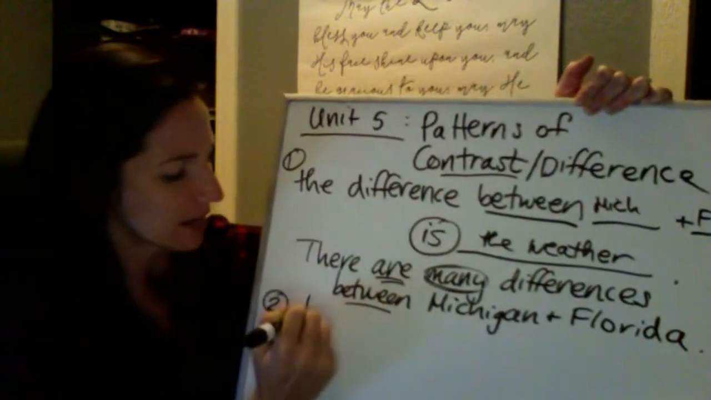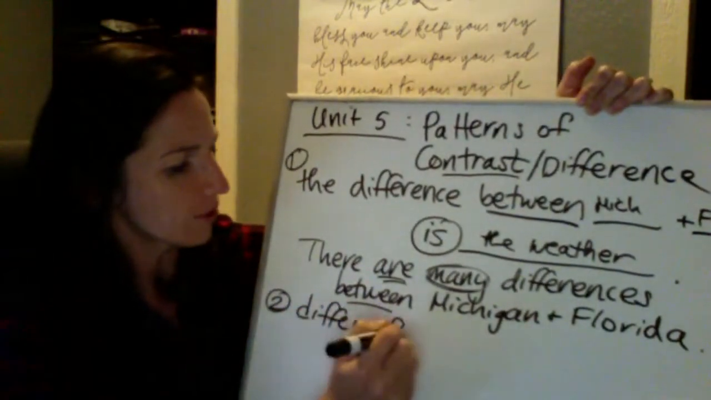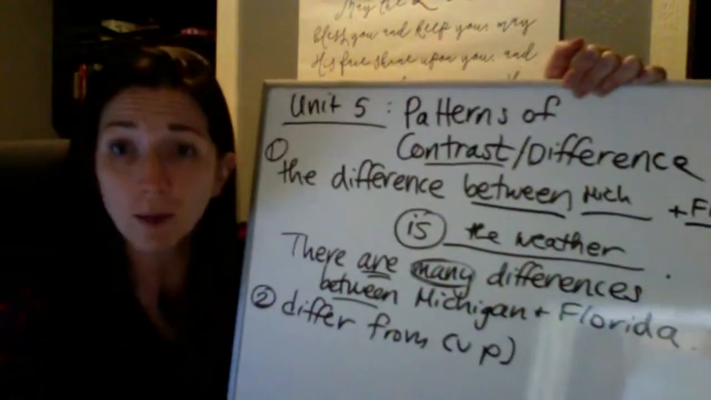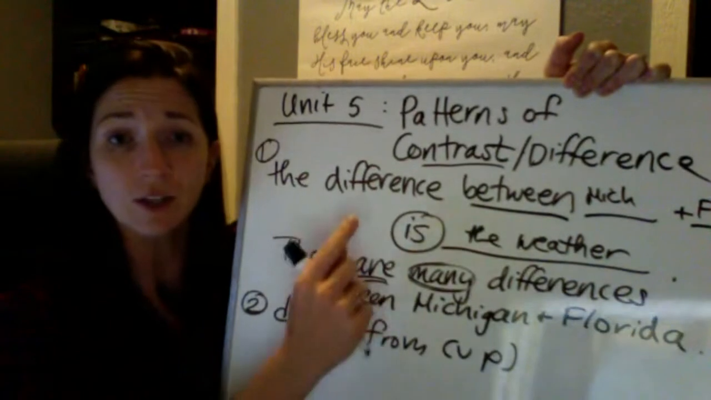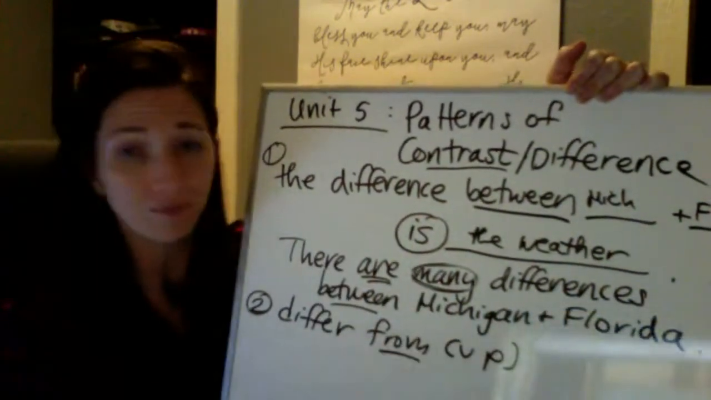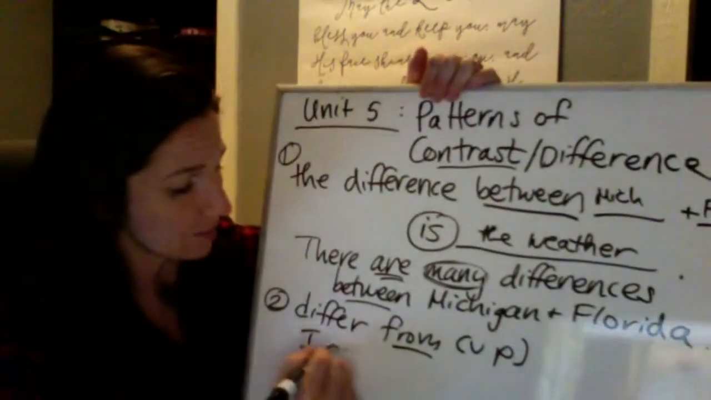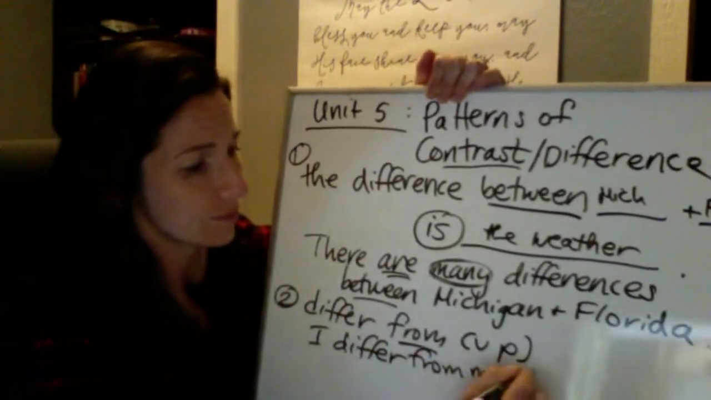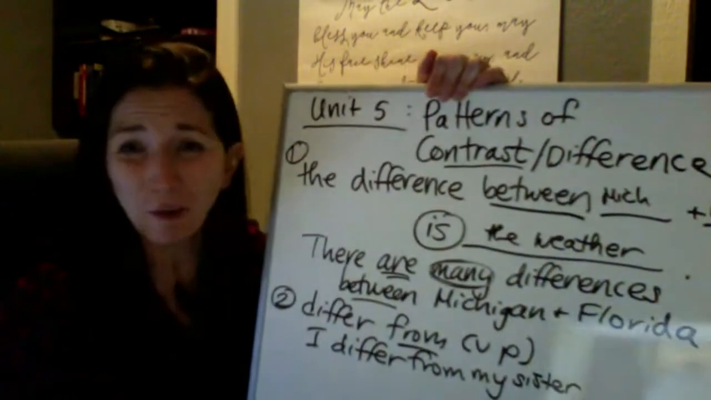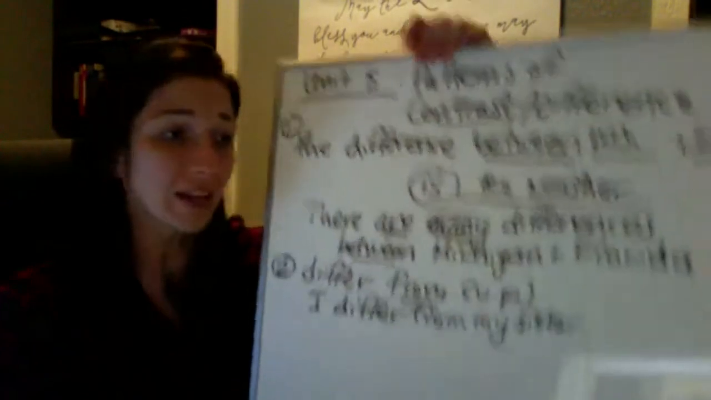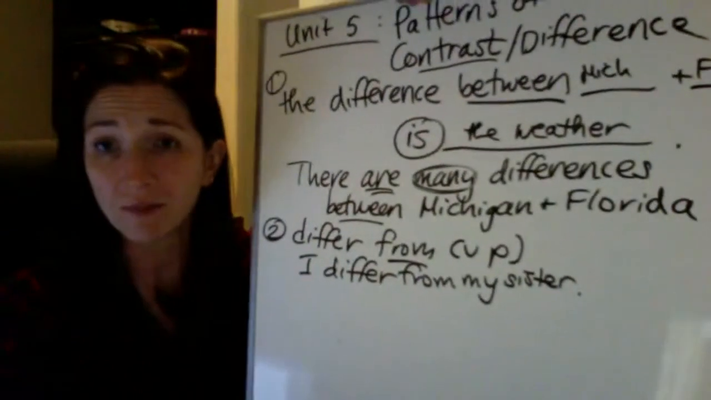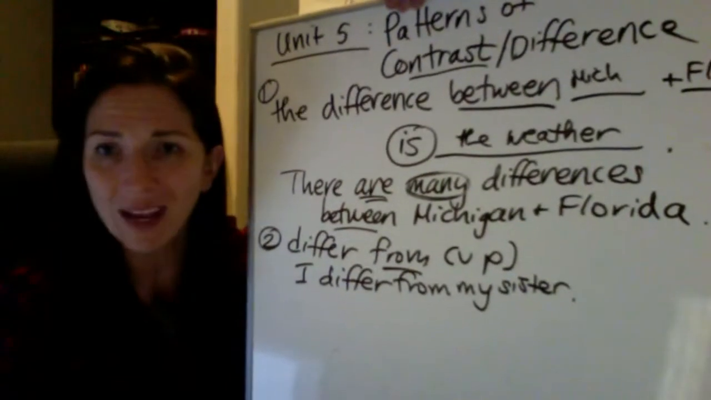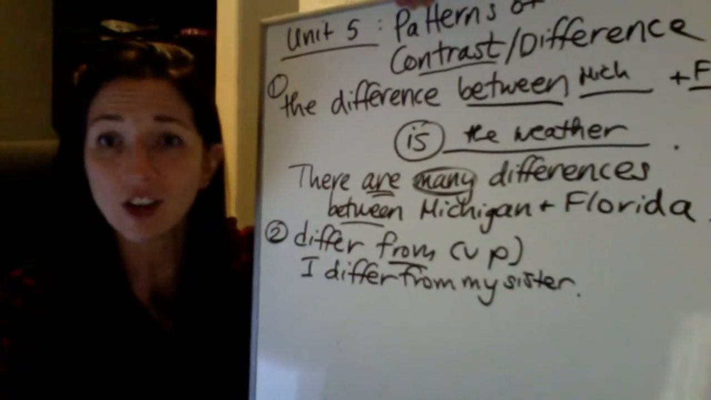All right, next one, so that's the first one. Next one, really great, is the verb differ from. This is a verb phrase. I'll put P for verb phrase, differ from. So differences between, differ from. And it's a verb. I differ from my sister. What does that mean? My sister and I are different. That's all it means. But it's a fancy way. Maybe you never use the verb differ. Try it out. I differ from you, right? My husband differs from me. My kids differ from each other.